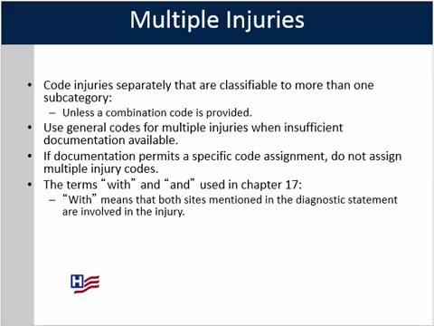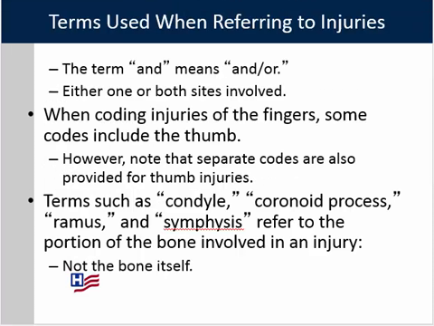If the patient has suffered more than one injury, each injury should be coded separately, unless a combination code is provided. Multiple injury codes should not be assigned when documentation permits more specific code assignment. As we've discussed before, the word "with" and the word "and" are used in a specific way in ICD-9. They are used a lot in Chapter 17, with the word "with" meaning that both sites mentioned in the diagnostic statement are involved in the injury. The word "and" is interpreted as meaning "and/or". In other words, either or both sites are involved.